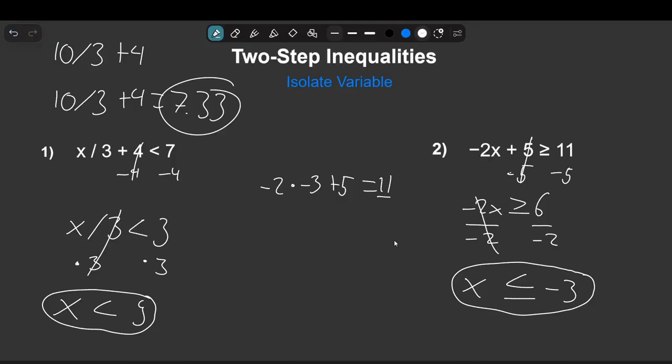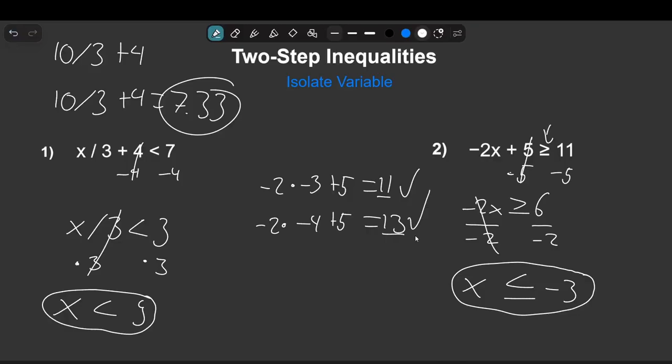Now let's do minus 4 instead of minus 3. So minus 2 times minus 4 plus 5 equals 13. And this time it is larger than 11. And that shows us it is also correct.